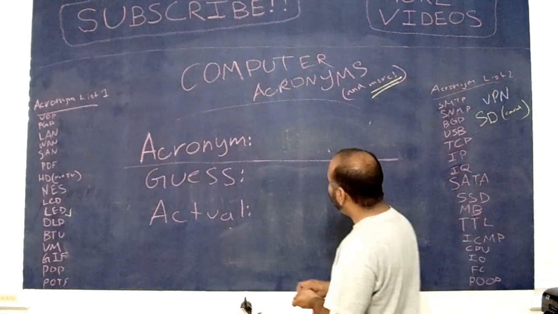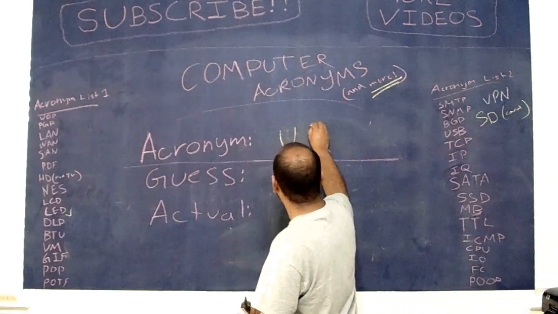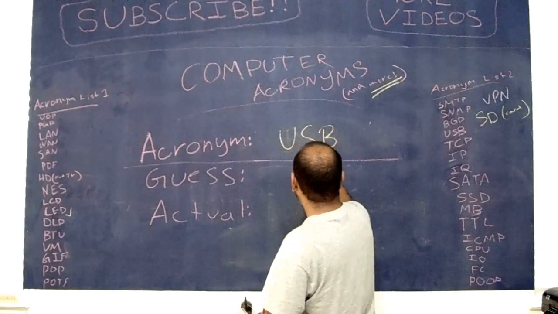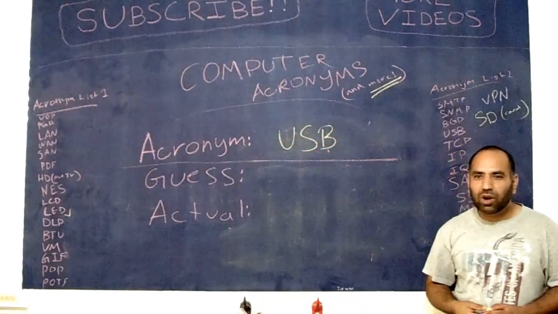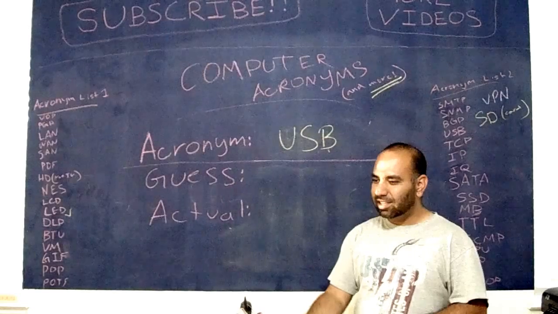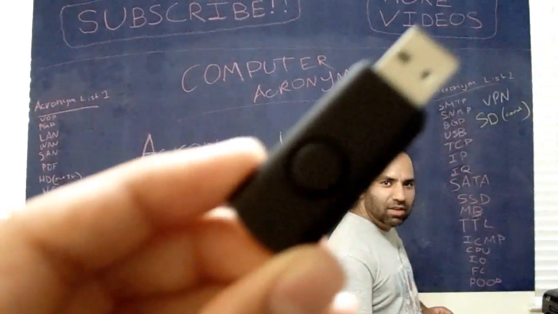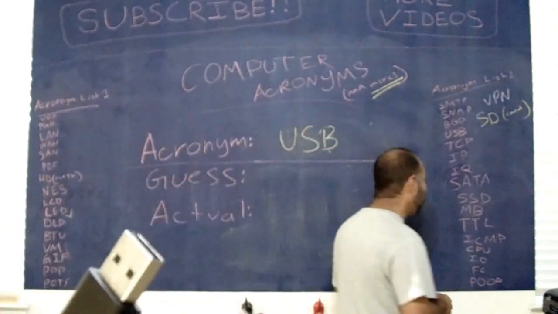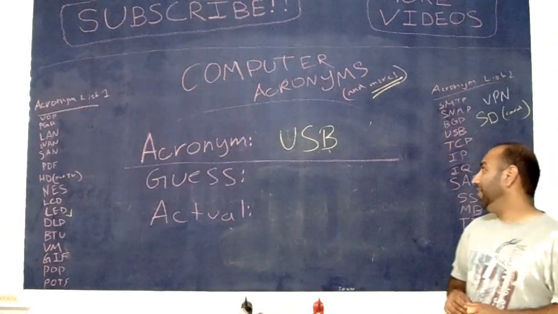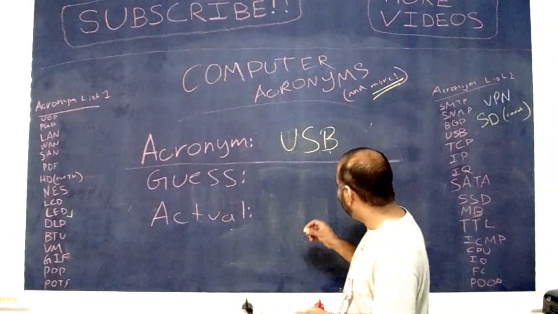USB. This is so common these days. You've got kids walking around with USB sticks. Oh, here, I'll show them. Here's one my son got, which might be a freebie I got from someone. It's 2 gigabytes. Could be a 2 gigabyte freebie. And what does it stand for?